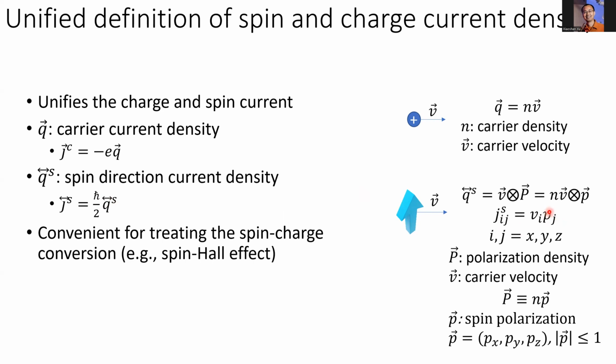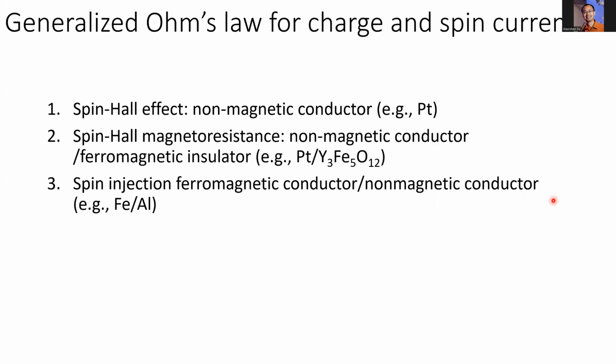Here, an important concept is this polarization P. P is a dimensionless factor. It can be less than 1. And this P, capital P, is called polarization density. Basically, it's a lowercase p times the density. Okay, so those are all just definitions. With that definition, now we can look at a few cases, namely spin Hall effect, spin Hall magnetoresistance, and spin injection.